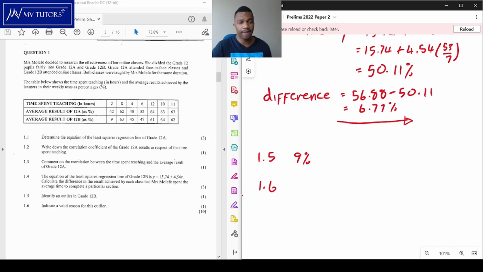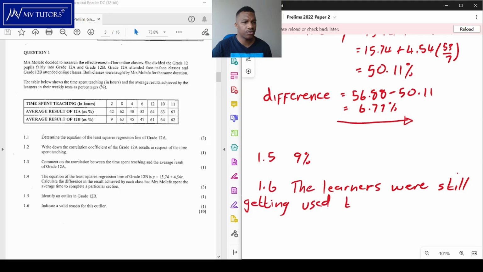You can say something like, you know, the learners were still getting used to the online platform in the first week. Okay, that's good enough. The learners were still getting used to the online platform, whatever that platform is, or they just couldn't connect at that time. You can say something like it.